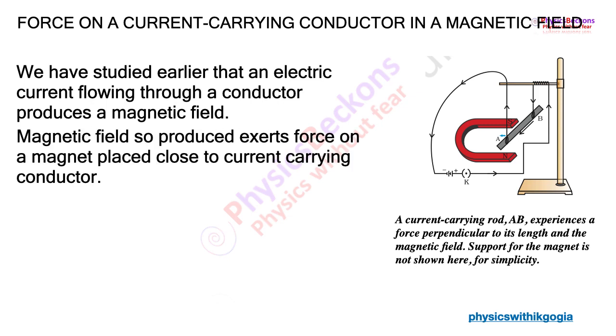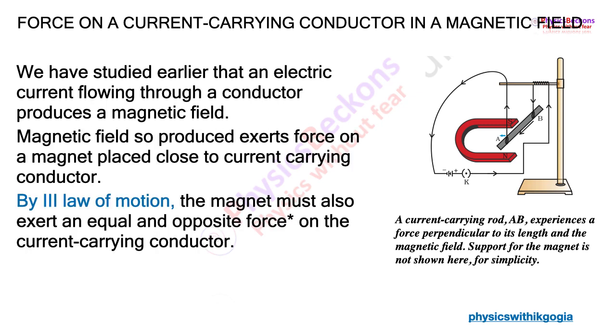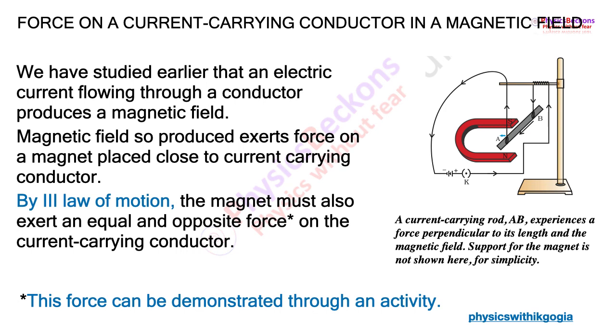Now here, if you use third law of motion, that is every action has equal and opposite reaction, we can conclude that the magnet must also exert an equal and opposite force on the current carrying conductor. In Oersted experiment, you have seen the force acting on the magnet due to conductor. Now we are talking of the reverse, the reaction, the force on the conductor due to the magnet. We can demonstrate this force using an activity which we will be discussing.